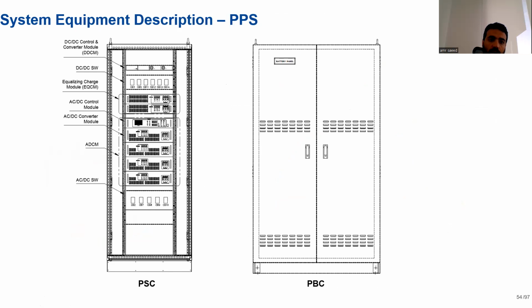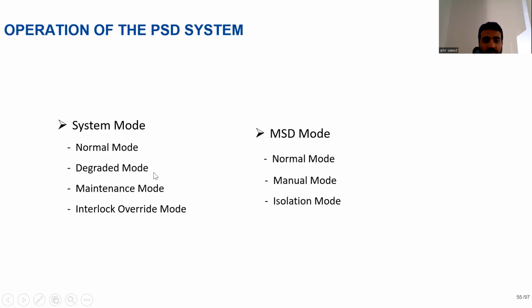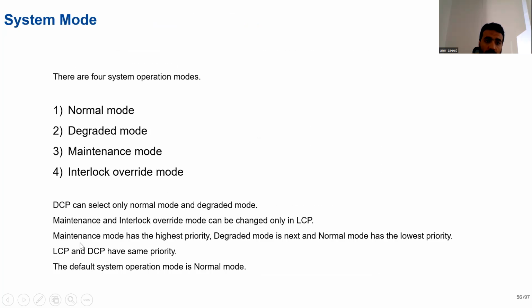This is the power cabinet for the PSD. You can find here some modules of AC/DC control, the AC/DC converter module, and also the battery panel. In the operation of the PSD system, we have 4 modes of the system and 3 modes of the MSCD. Let us look at the system modes.